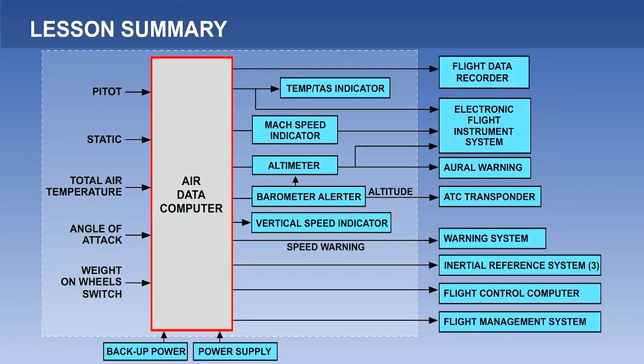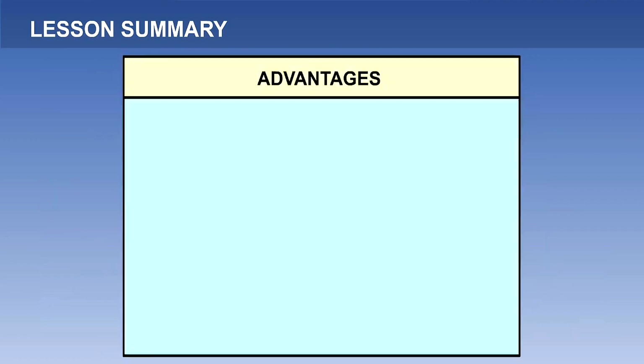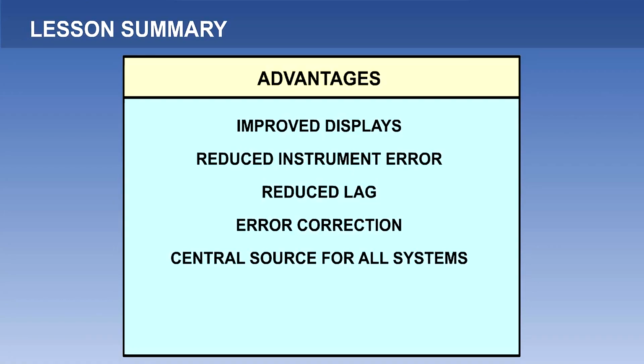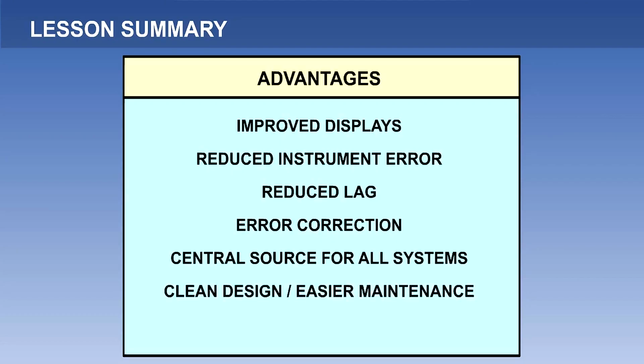We looked at the complexity of a modern air data system with its many user systems. And finally, we listed the advantages of the air data system: improved displays, reduced instrument error, reduced lag, error correction, a central source for all user systems, a clean design for ease of maintenance and, most importantly, failure warning.